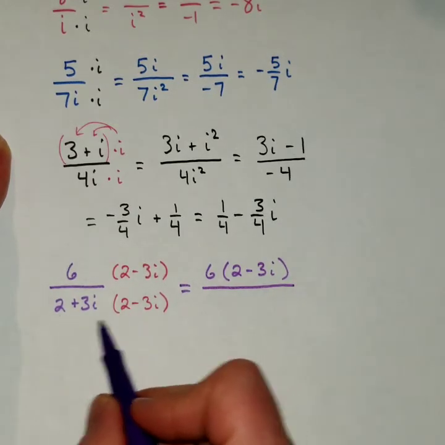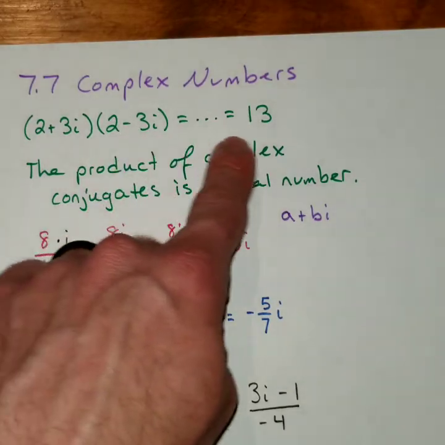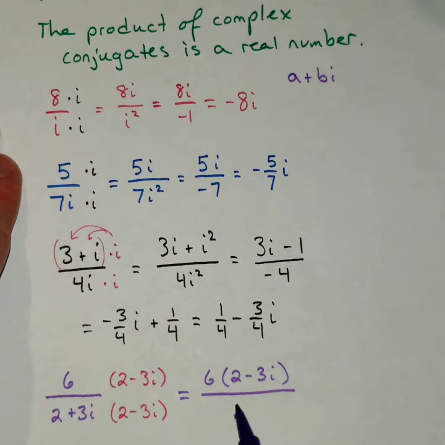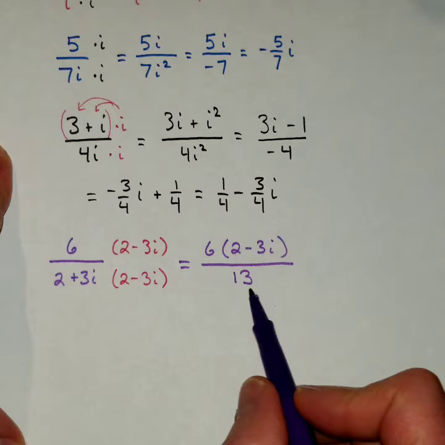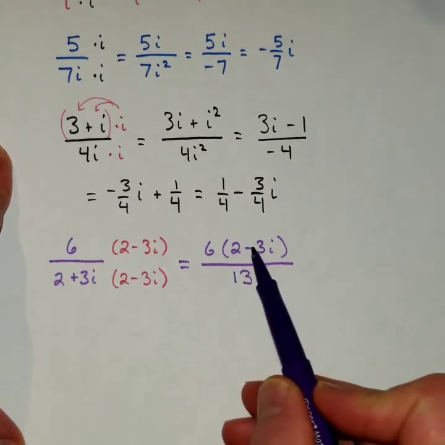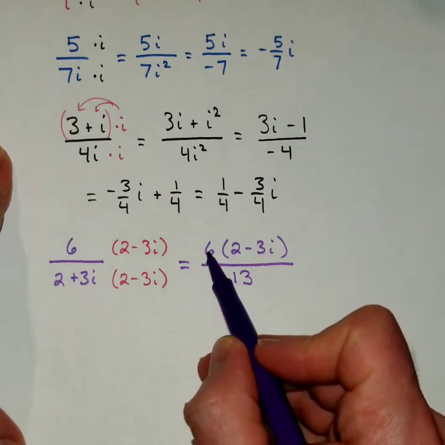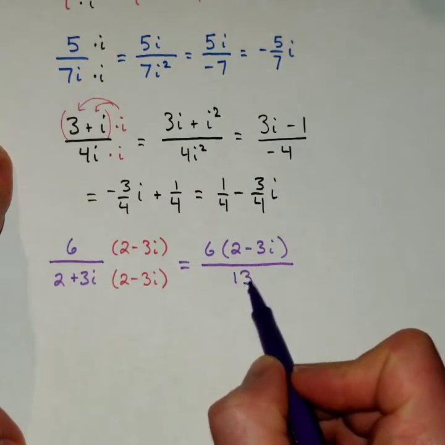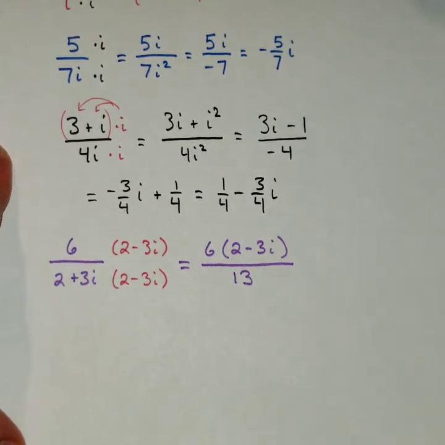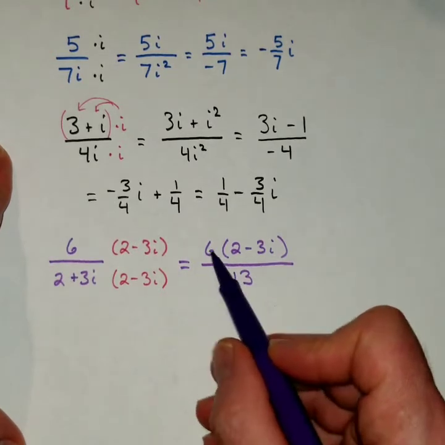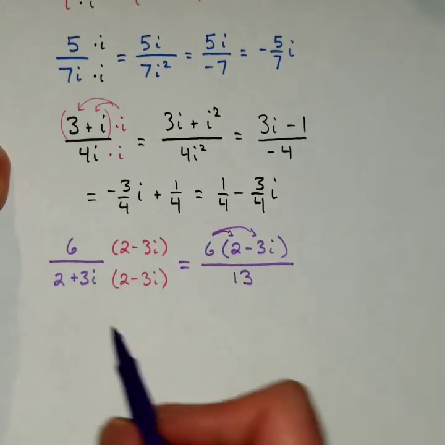On the bottom, I distribute. Now we've already seen, I took an example, we've already seen 2 plus 3i and 2 minus 3i equals 13. So I'm just going to put the 13 there. I'm going to skip the work, although I'll show you work on the next one. And now the reason I kept these separated on top and didn't distribute is because in some cases you can cancel the 6 with whatever's on the bottom. Like if this had come out to be a 12, I could reduce that down to a 1/2. I can't do that in this example because they don't reduce. So instead I am going to end up distributing here. But if you can reduce, you should.